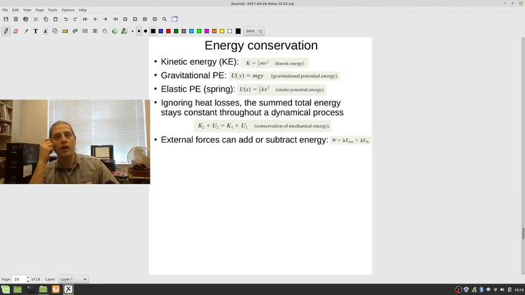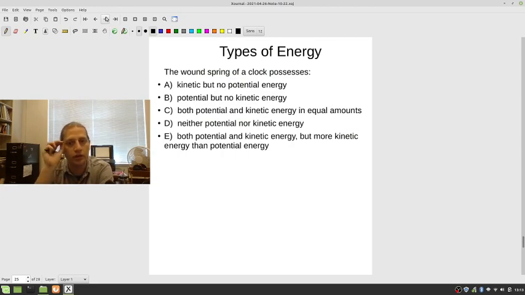Okay. Now, the reason why this is useful is that if you have a situation where you don't have a lot of inexplicable losses, like heat losses and stuff, you can add up the total amount of energy at the beginning, and it should equal the same amount of energy at the end. So let's look at a couple of quick examples.